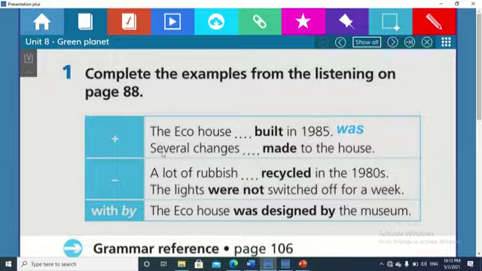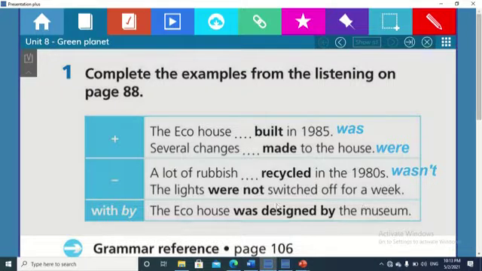Several changes. Now these several changes, plural. So of course we use were made. So was built, was past participle, and were past participle. But about the negative, a lot of rubbish. Wasn't, in the present it should be isn't. Now it's wasn't, past participle. Weren't, were not.